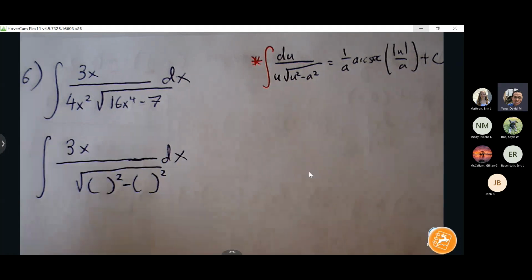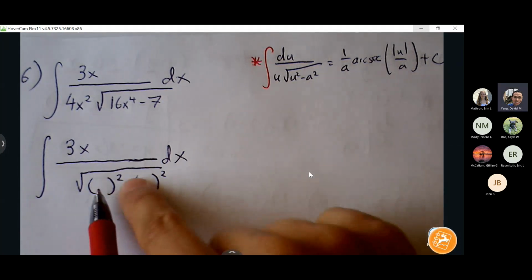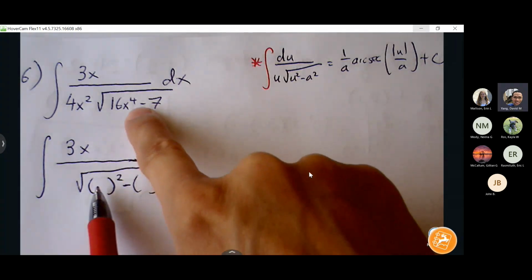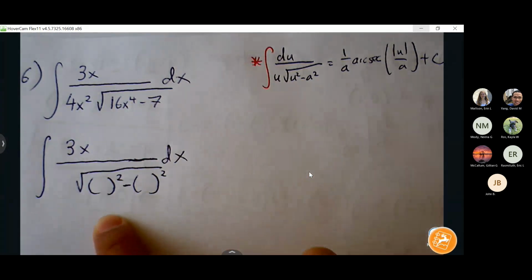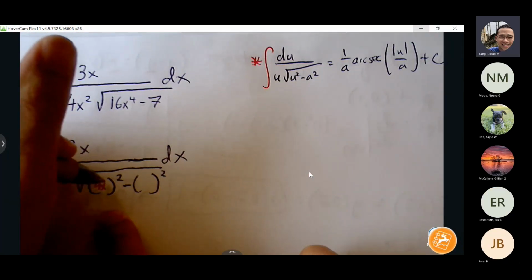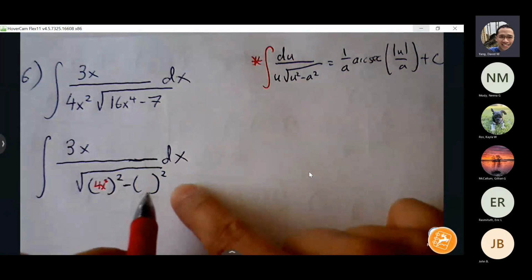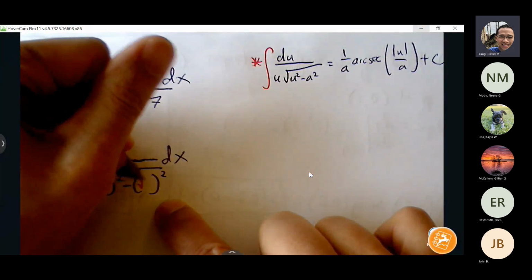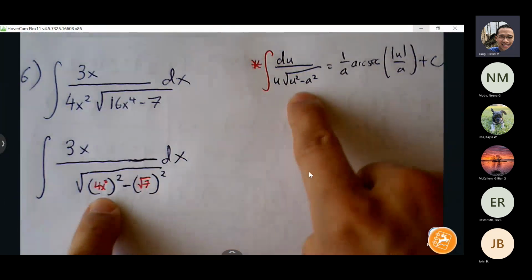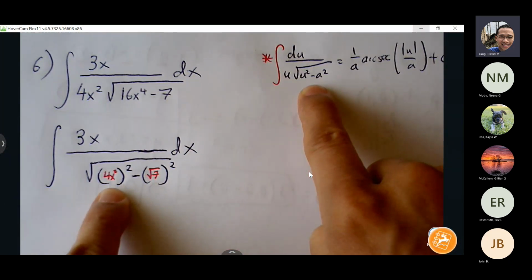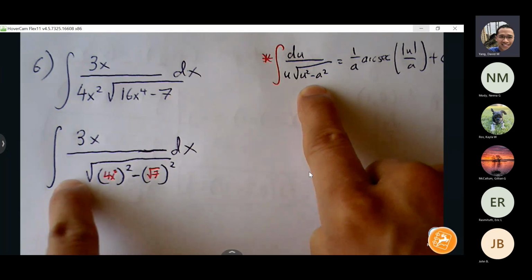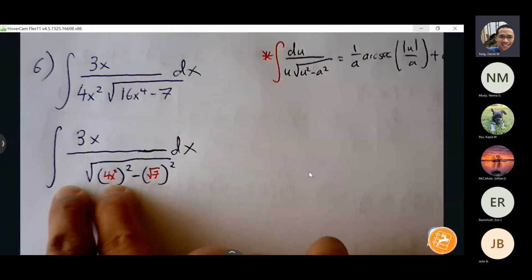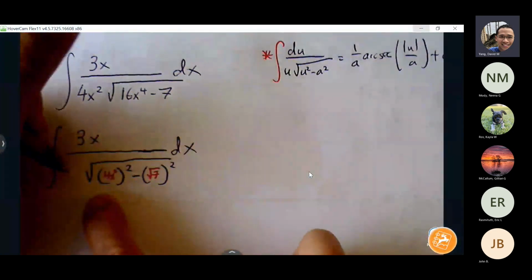Okay, so what can I put inside this parentheses so that when I square it, I get 16 x to the fourth? 4x squared. What can I put inside here so that when I square it, I get 7? Root 7, because I don't want to change my overall value, but I do want this proper form. Otherwise, I'm not able to pick out my correct a and u value. Now I'm going to leave this. Well, we know that's our u value already, so we already have this 4x squared sitting out here. That's good.